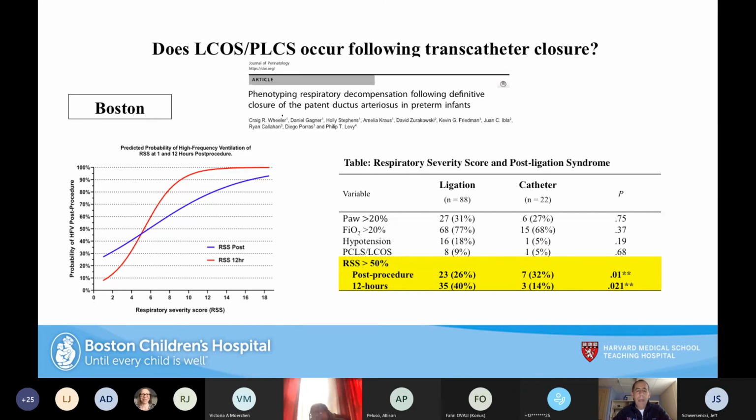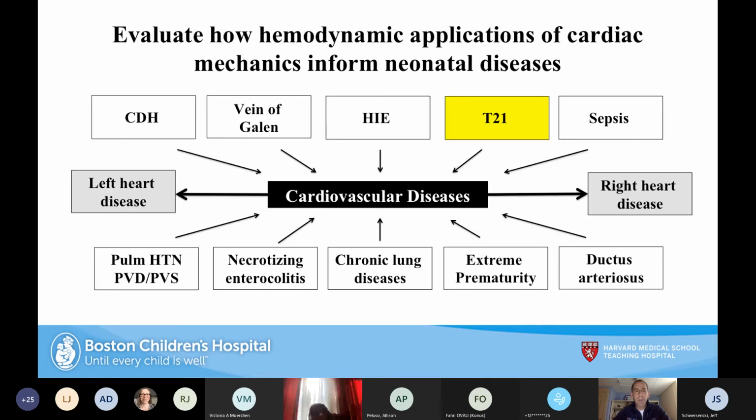As more babies undergo this procedure, we will continue to learn more about the post-closure syndrome, but I want everybody to understand that it is still a true entity that exists when you have definitive closure of the PDA in a certain subpopulation of the preterm infants with the known risk factors.